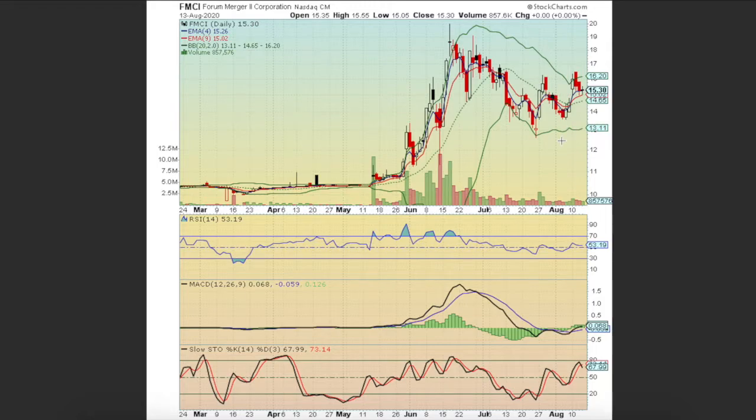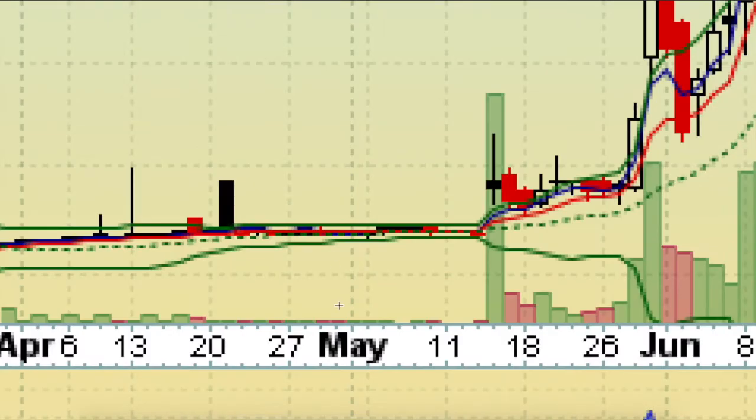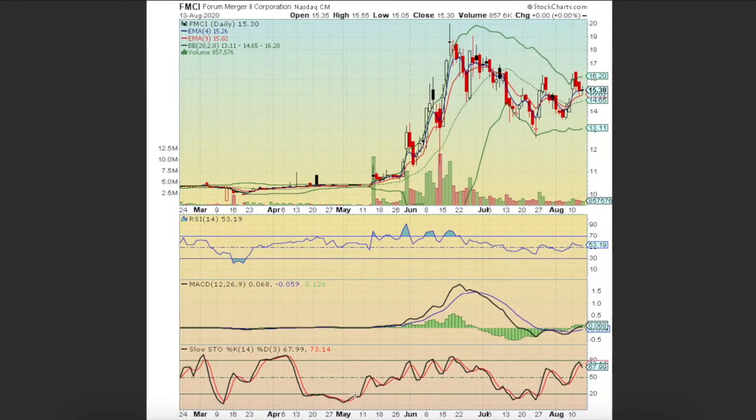So first, let's take a look at May. At the very beginning of May, we see that the slow stochastics is at an all-time low, way below 20. We see that the MACD is fairly flat, which means that the stock price hasn't moved much. And we see that the RSI is not overbought, pretty neutral in the middle.